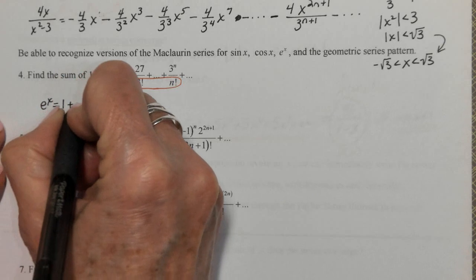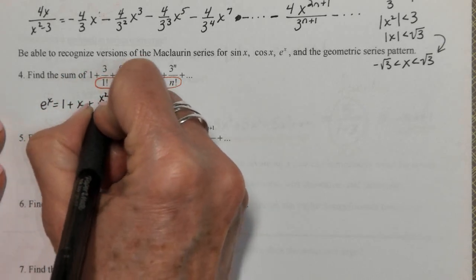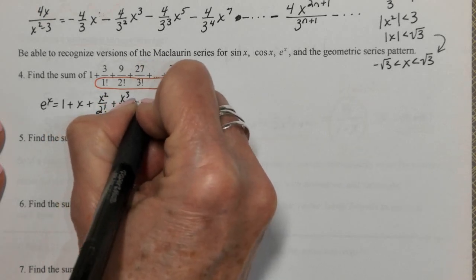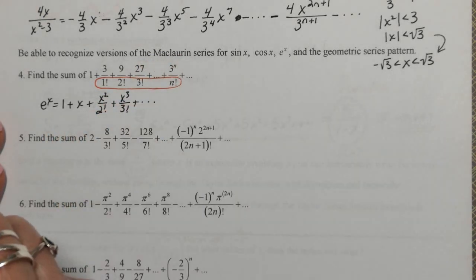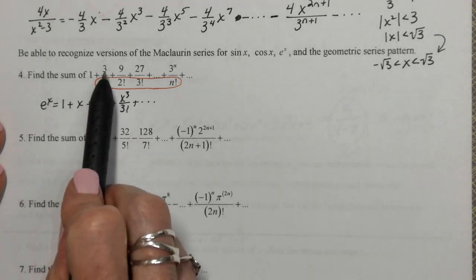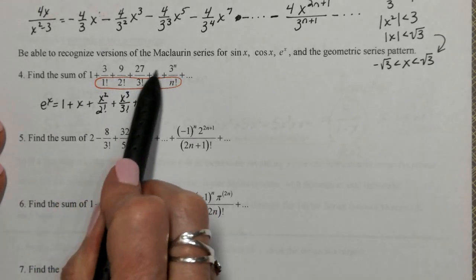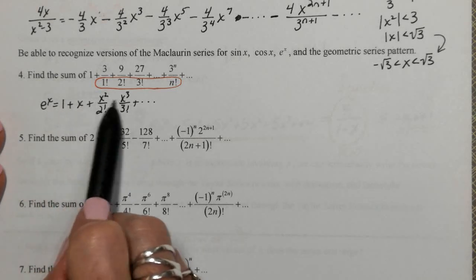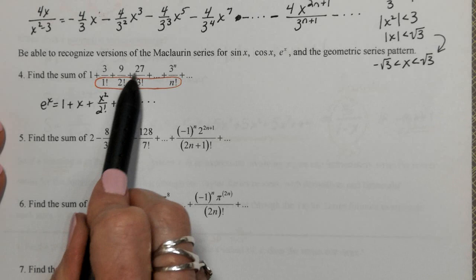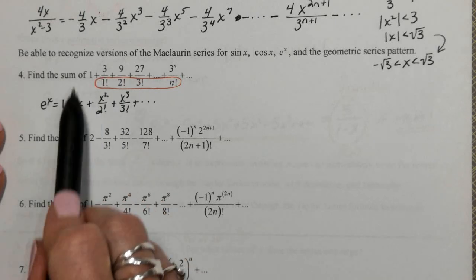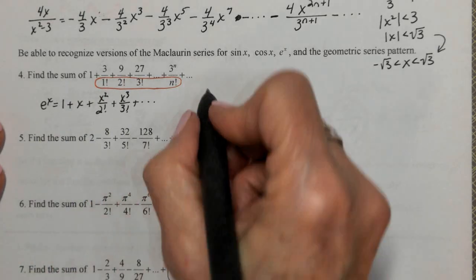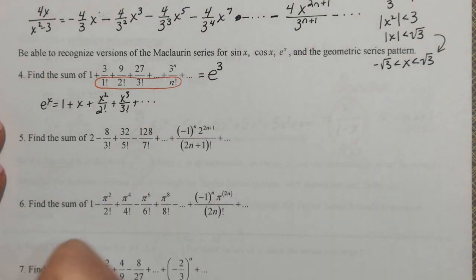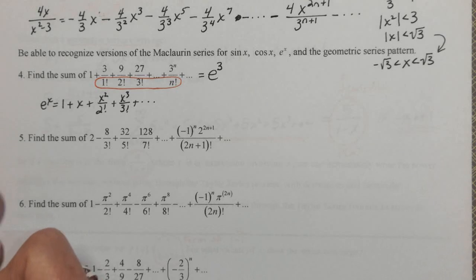E to the x is 1 plus x squared over 2 factorial plus x cubed over 3 factorial plus on and on and on. Well, up here, I don't have x's, I have numbers. What must x be? X here must be 3. If x is 3, everything matches. So this is e to the third. Not e to the x, e to the third, because x is 3.